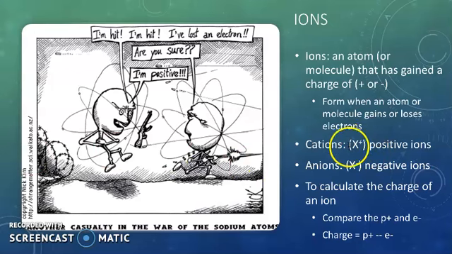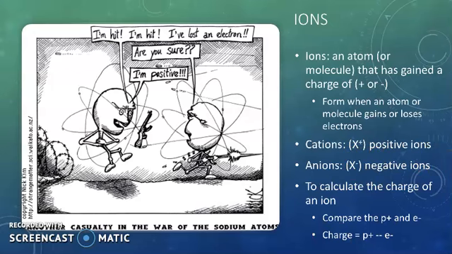Whenever you see an element that would be in the place of these x's, it might have a positive 1, positive 2, positive 3, any amount of positive behind it, or any amount of negative behind it. Those positives are your cations, the negative ones are your anions.